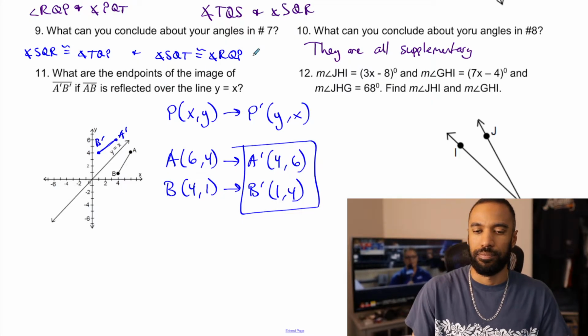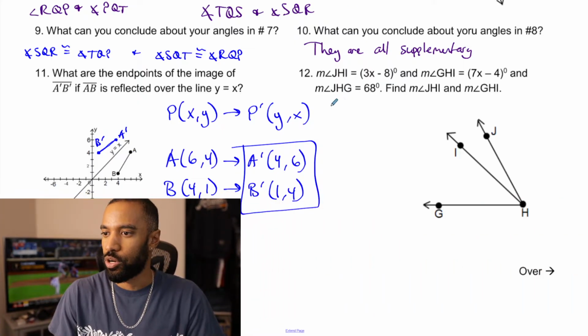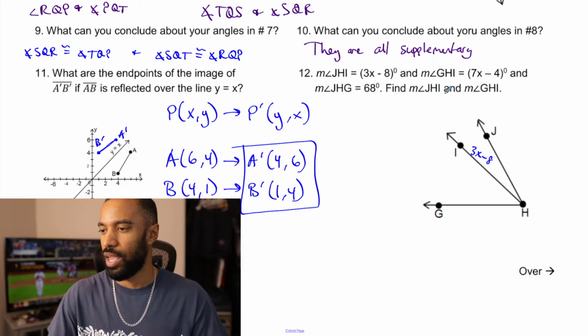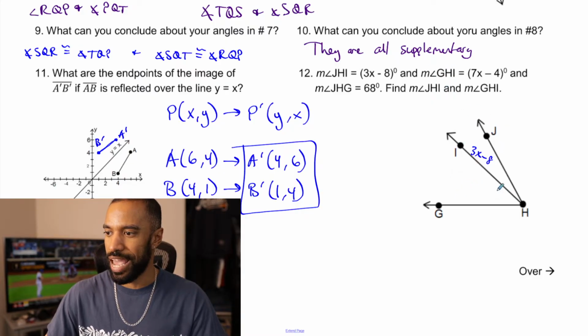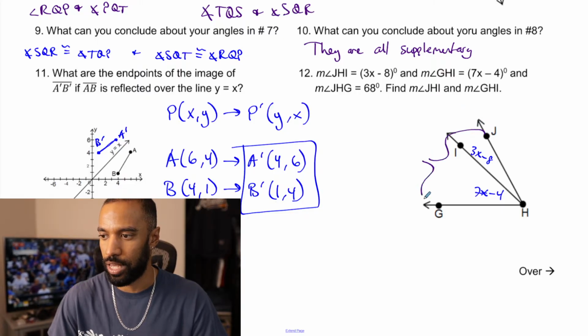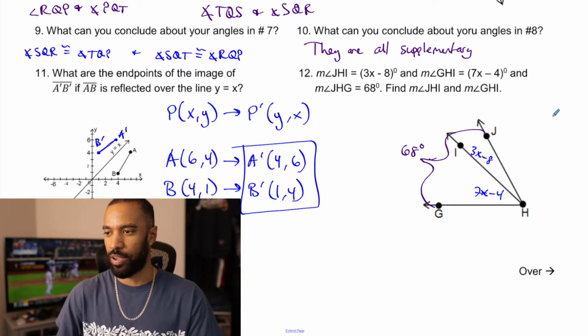All right, number 12. We have this diagram right here. The measure of angle JHI is 3x minus 8 degrees. That is this small guy right here, 3x minus 8. And the measure of angle GHI is 7x minus 4 degrees. And the measure of angle JHG, the entire thing, is 68 degrees. Generally, this is harder for me to show like this, but the whole thing is 68 degrees. Find the measure of angle JHI and the measure of angle GHI.